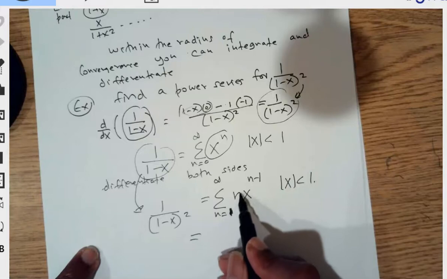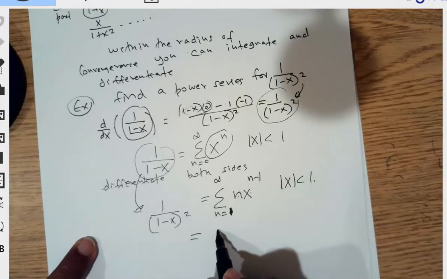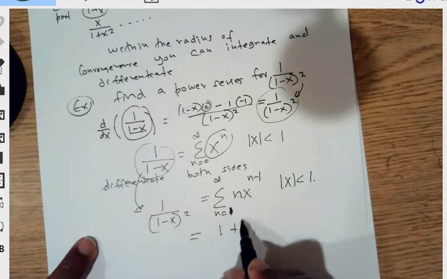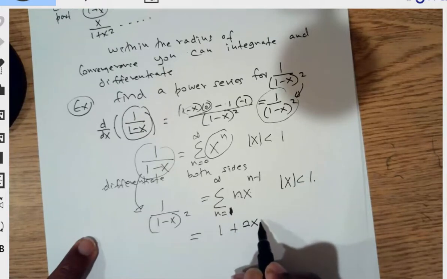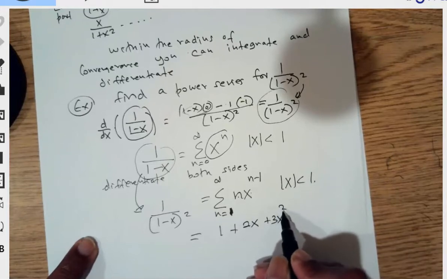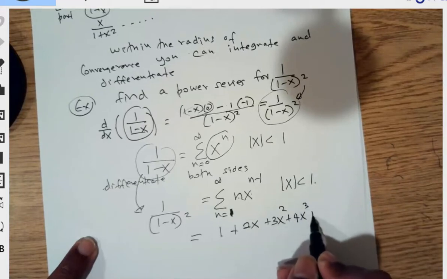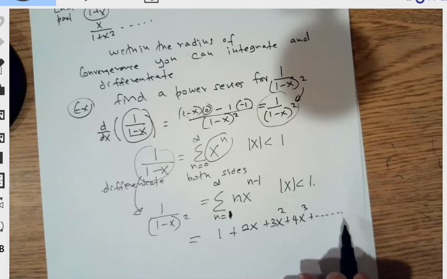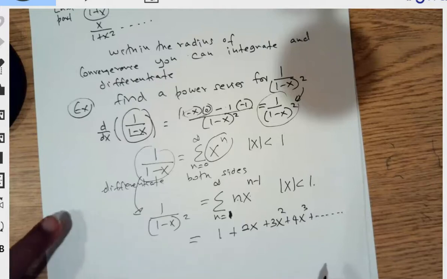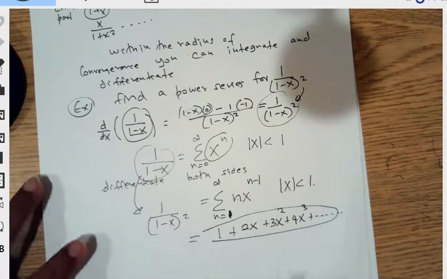So if you put 1, you get 1 times x to the 0, which is just 1. Put 2, you get 2 times x, plus 3 times x squared, plus 4 times x cubed, plus and so on. Okay, so that is 1 over 1 minus x squared. So this is the power series that you want. All right.